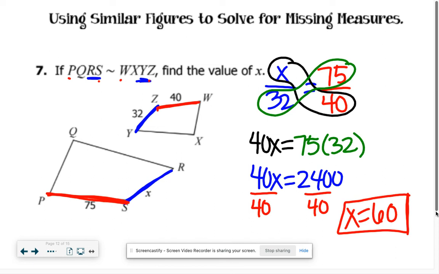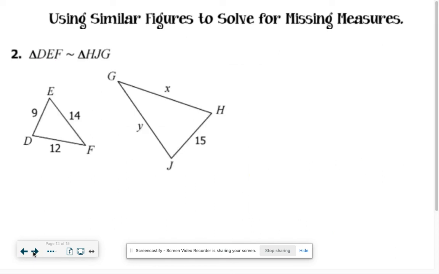Okay, one more, kids. But this time we have an X and a Y. Which one do you want to find first, X or Y? X. Okay, what does GH match? 12. GH matches DF, so he is correct. 12.